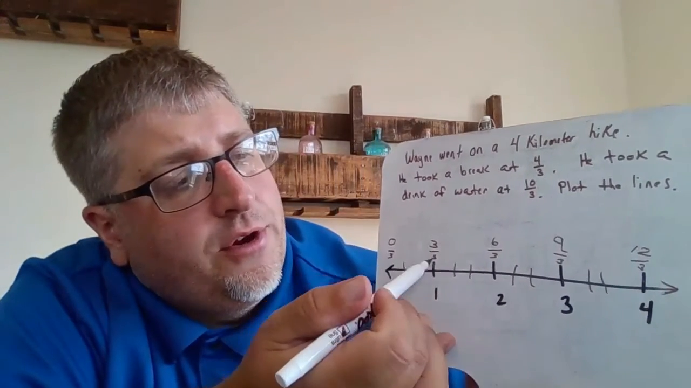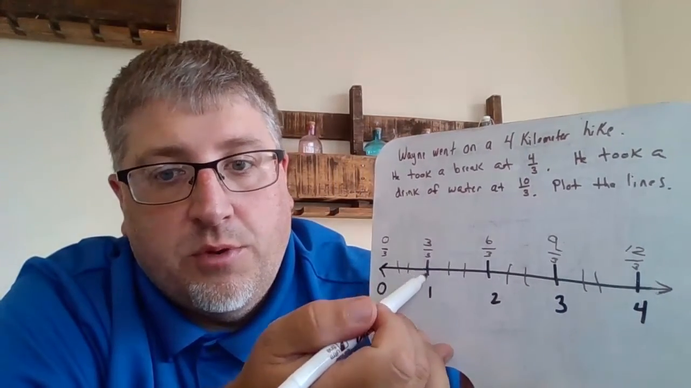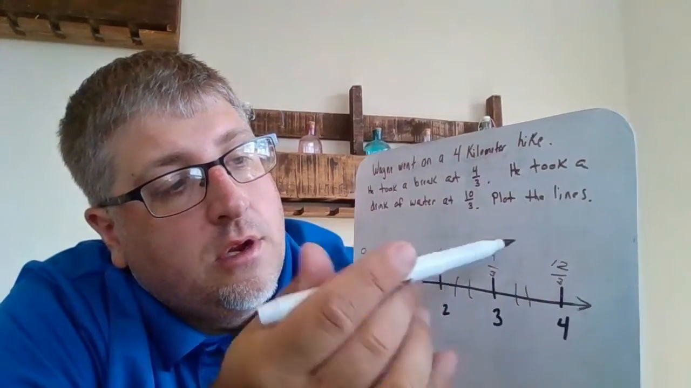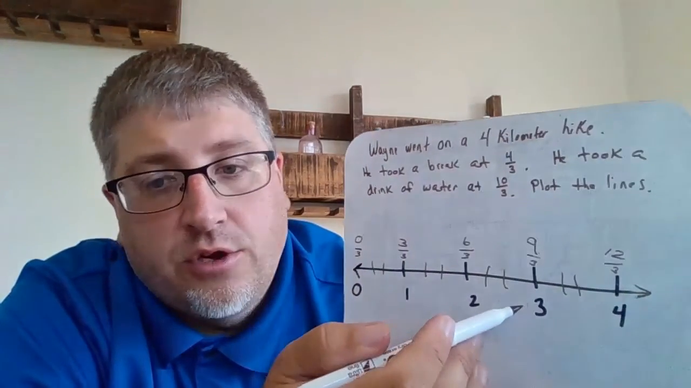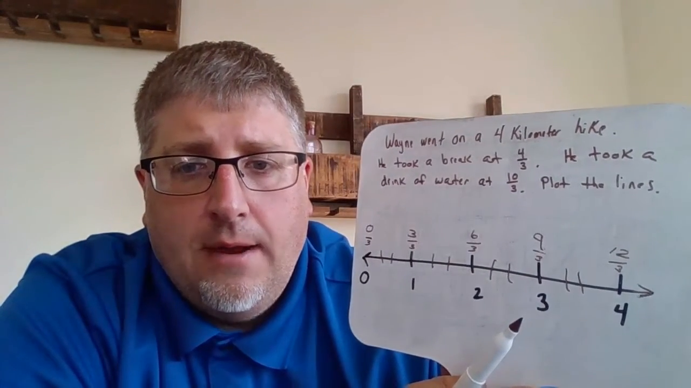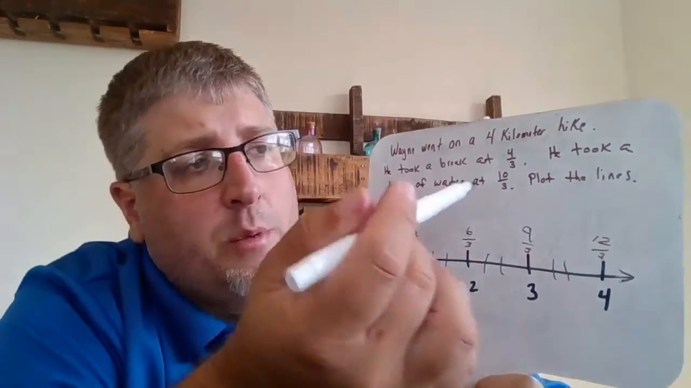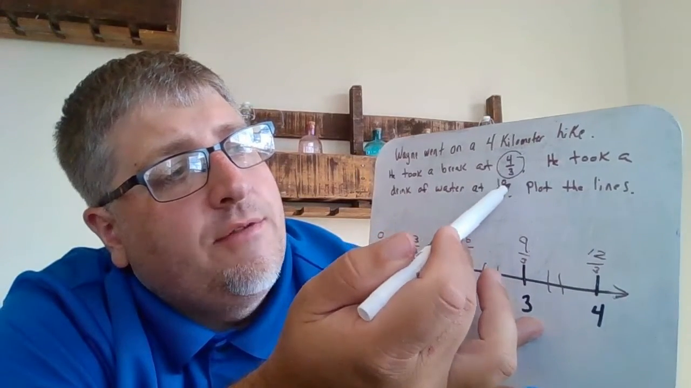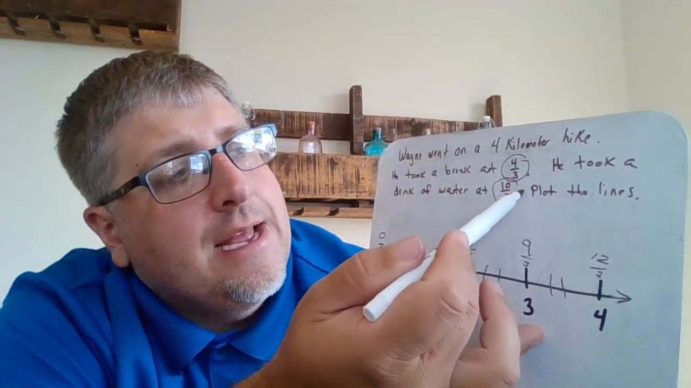So I have 0/3, 3/3, which is 1, 6/3, which is 2, 9/3, which is 3, and 12/3, which is 4. Okay? So all we need to do is plot these 2 points here. We know he took a break at 4/3, and he had water at 10/3.